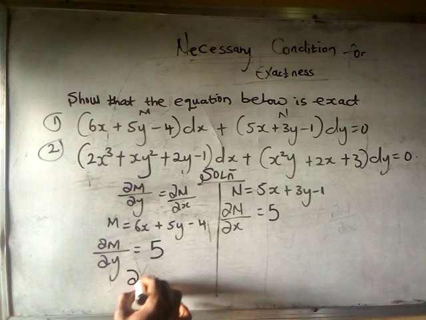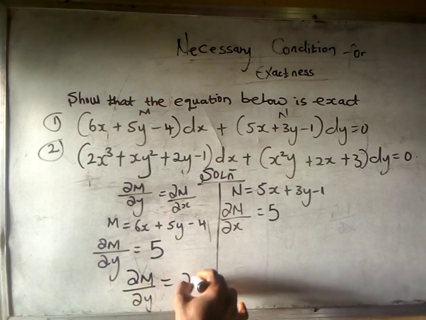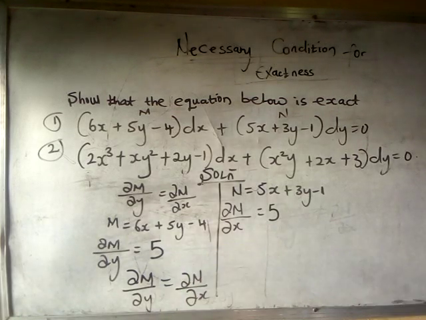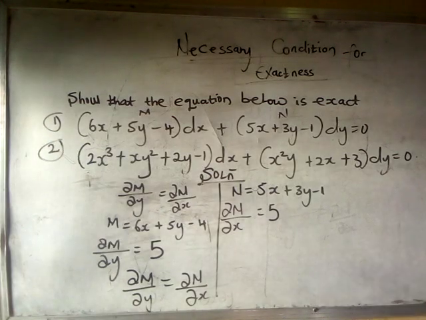So the partial derivative of M with respect to y is equal to the partial derivative of N with respect to x. That means 5 is equal to 5. That means question number 1 shows that it is exact. So question number 1 is exact. Let's go for question number 2.